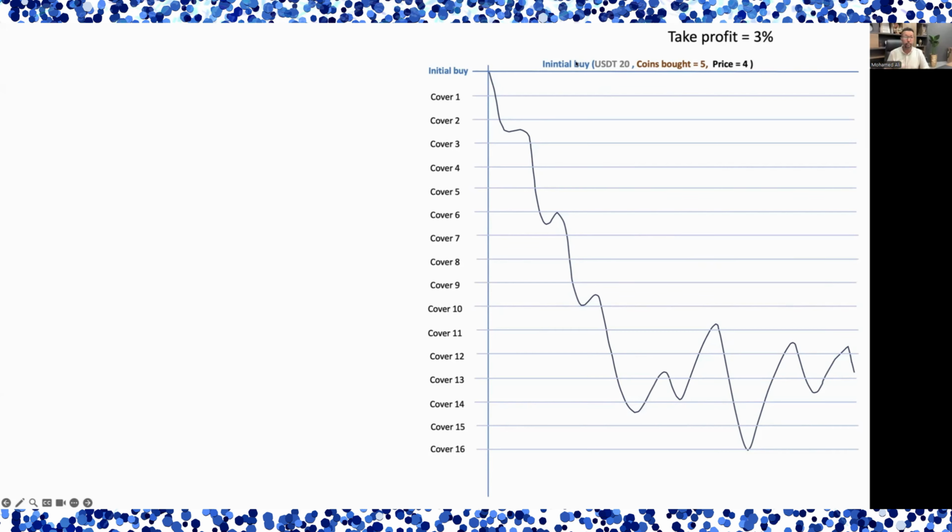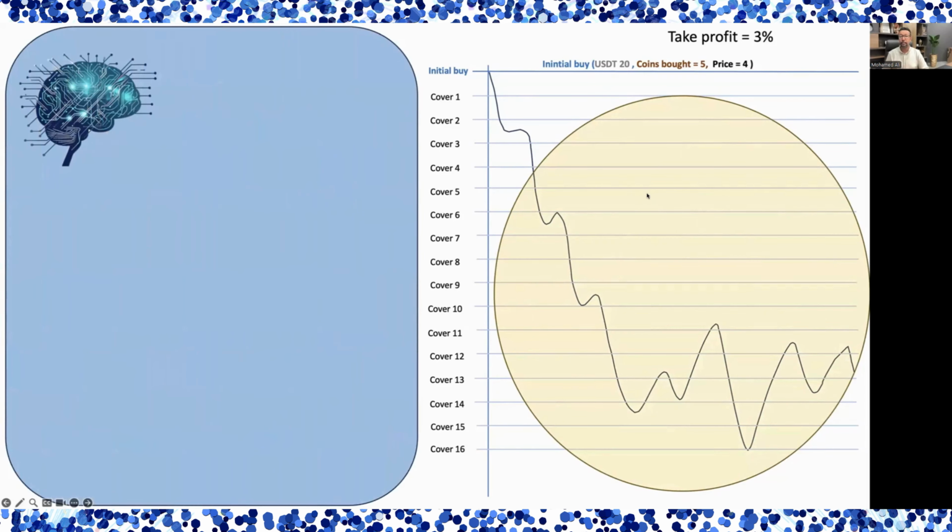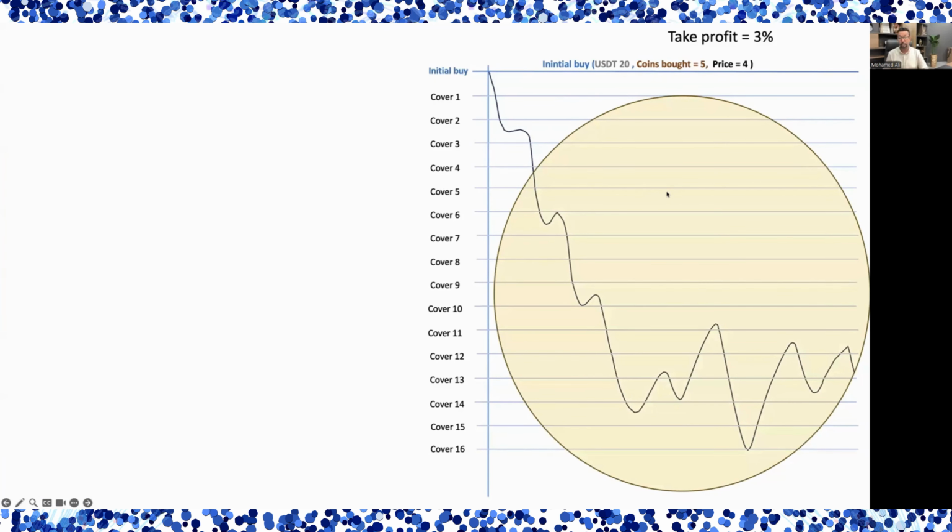Let's assume that the top position or the initial buy was bought for the amount of 20 USDT or $20. And with that amount, we bought 5 coins and the price of the coin at that point was 4. And our take profit is 3%. So in this kind of market, all the positions are going to be independent positions. There is not going to be averaging anymore. It's all independent positions.